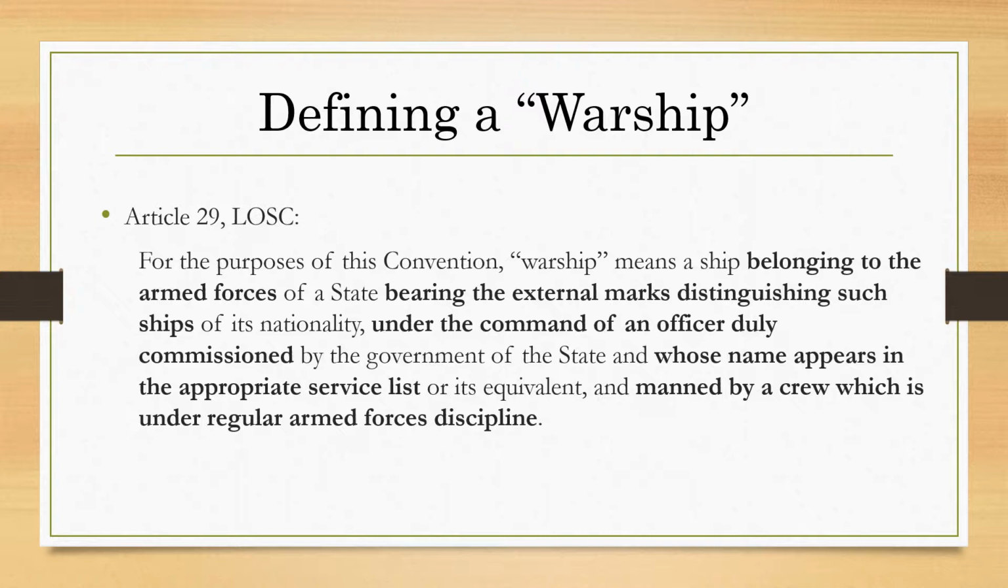So then the question, we mentioned before that there is this definition of warship and vessels operated on government service. What are we talking about? Well, Article 29 does define what a warship is, and it says that a warship means a ship belonging to the armed forces of a state, bearing the external marks distinguishing such ships of its nationality, under the command of an officer duly commissioned by the government of that state, and whose name appears in the appropriate service list or equivalent, and manned by a crew which is under regular armed forces discipline. So there's a few elements to that definition, but you can see from that, what are we talking about? Well, we're talking about naval vessels, naval units, naval craft, and so on.